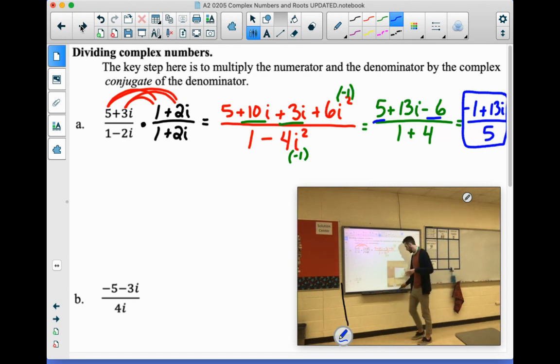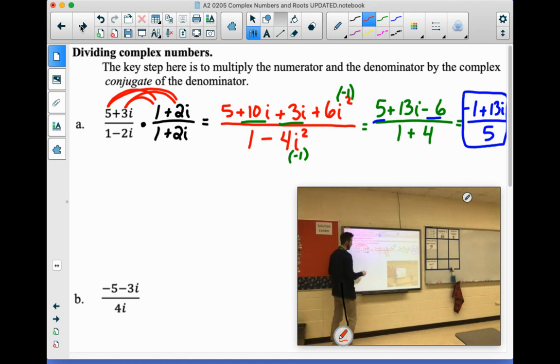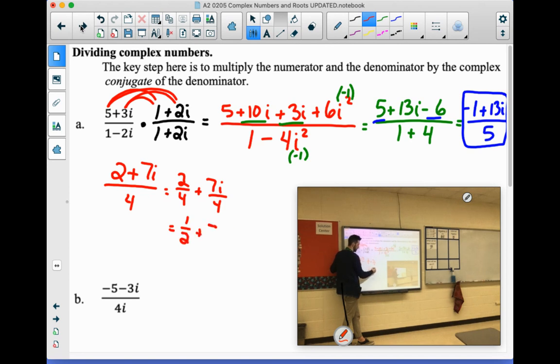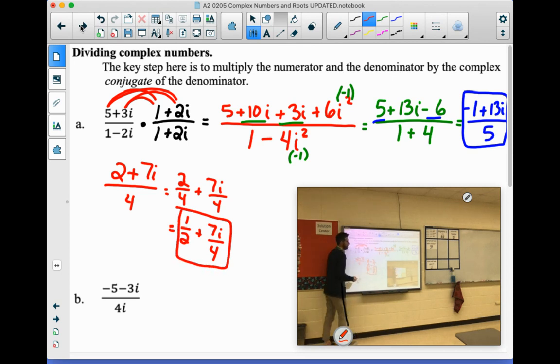Now, I want to show you something, because you might end up with something like 2 plus 7i over 4. And I want you to think of that as two separate fractions. It's like 2 fourths plus 7i fourths. And you can simplify 2 fourths to 1 half plus 7i over 4. This would be simplified all the way. But if we look, if we had two separate fractions, negative 1/5, you can't simplify. 13 fifths, you can't simplify. So that's why it's fine just leaving that one as one.